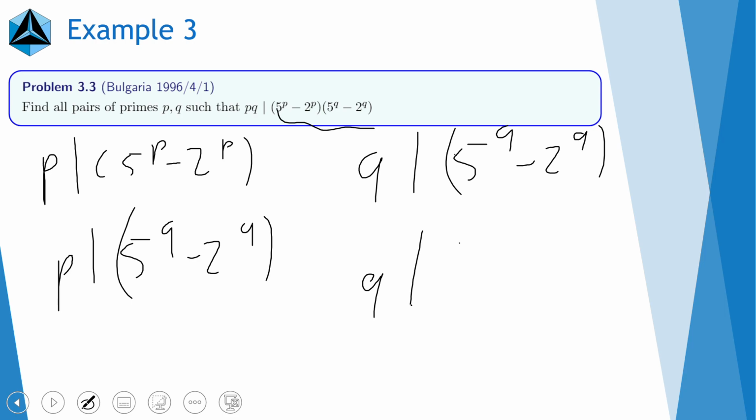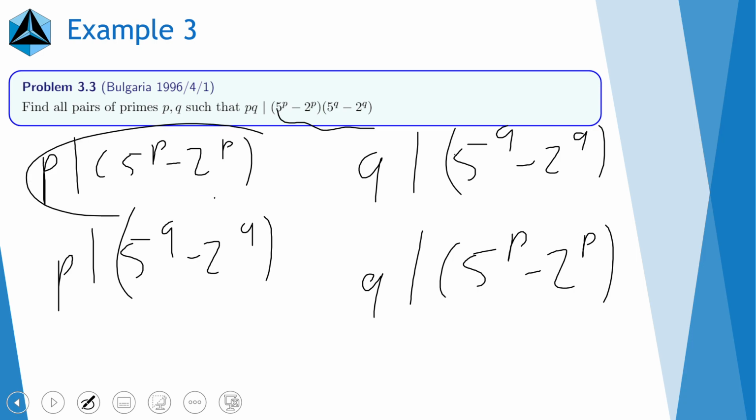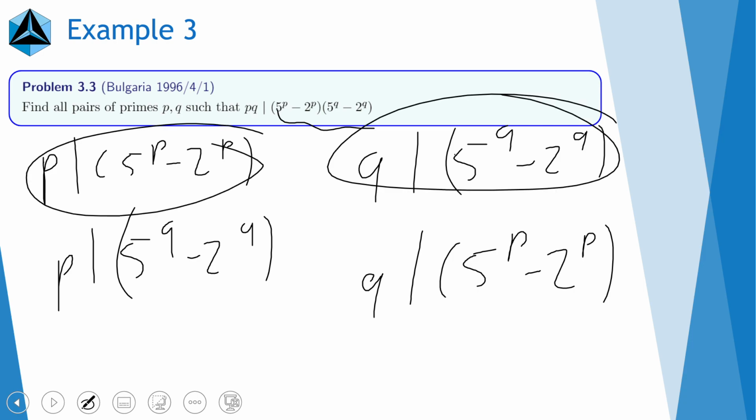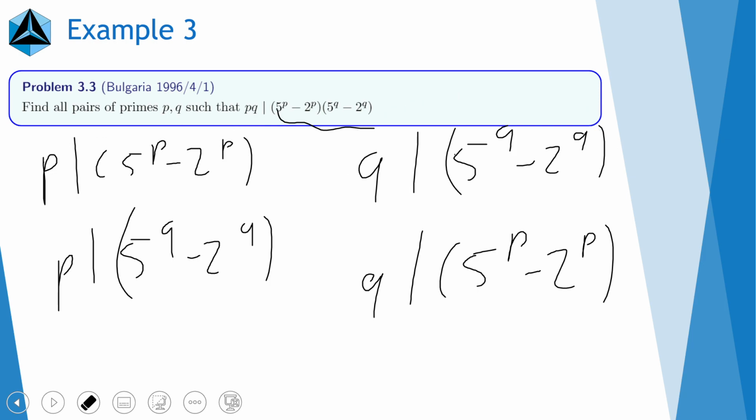So we can basically divide our problem into 4 cases. The first case is where this and this are true. The second and third cases are where only one of them is true, and then the fourth case is where none of them are true.